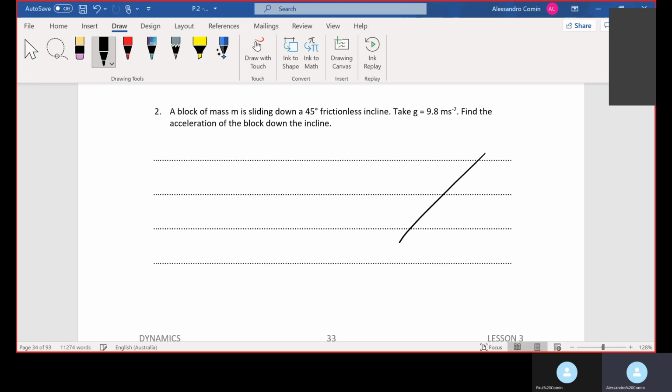Well, the first thing I do with these questions is I always draw a diagram because you never know what you're going to get. So this is 45. This is the block. This is mg. This is mg cos theta. This is mg sine theta.